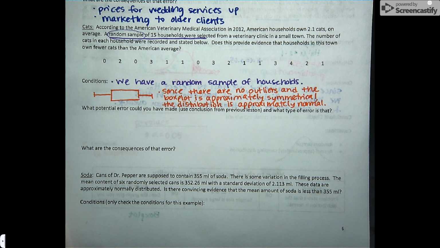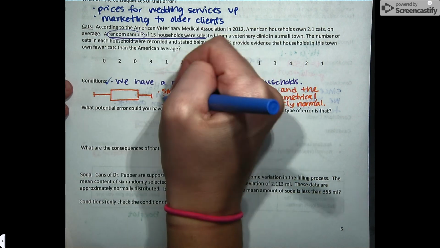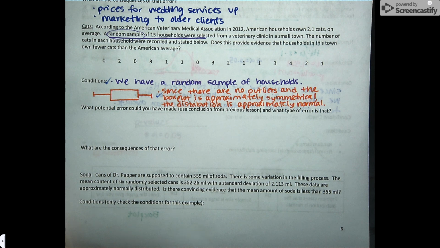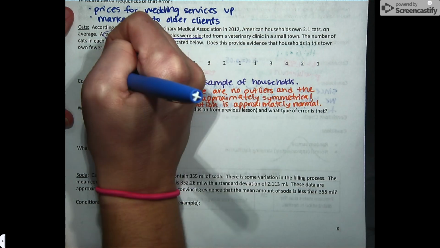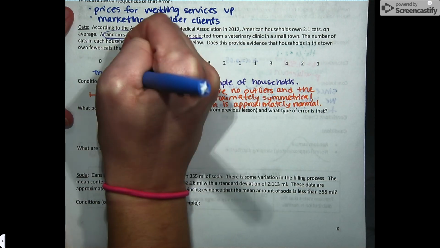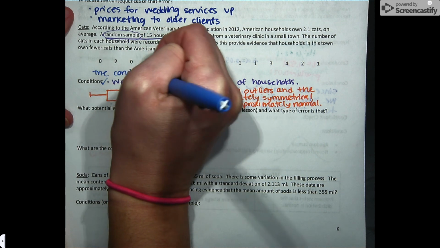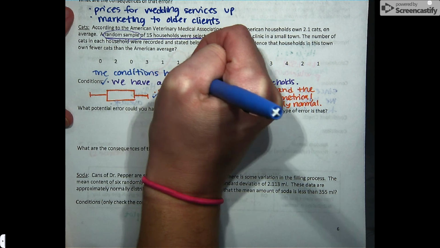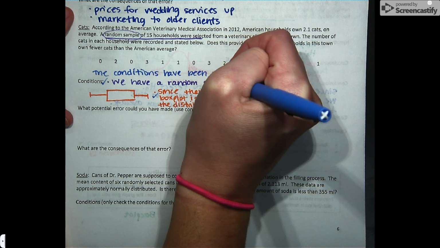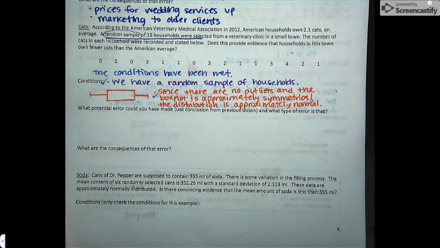So in this case, we have a random sample of households. We have an approximately normal distribution. So the conditions have been met. I'm just going to put this at the top because I kind of ran out of room. The conditions have been met. Okay. So that's the big point of today's lesson. But another thing we're going to do is talk about error.